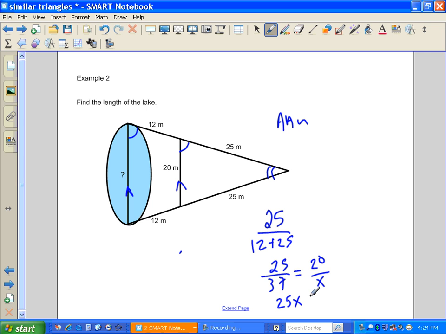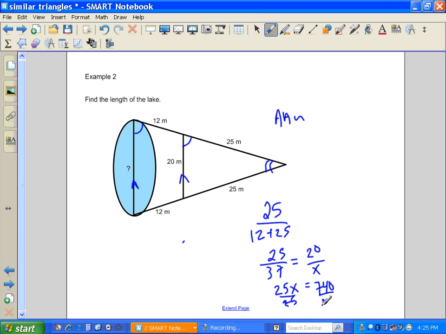When we cross multiply, 25 times x is 25x. 37 times 20 is 740. And when you divide by 25, there we go. Then x is equal to 29.6. So we can bring that back over here. So the length of the lake is 29.6 meters.